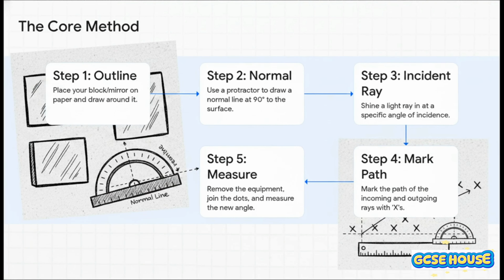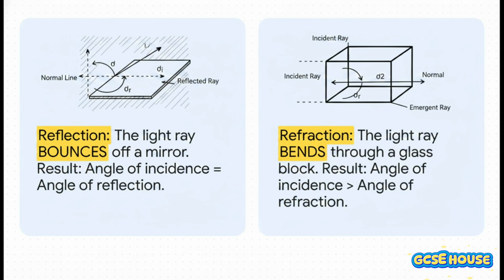The basic method works for both experiments. You pop your block or mirror on some paper and draw around it. Then, draw your normal line that's at 90 degrees to the surface. Shine a ray of light in, and mark the incoming and outgoing paths with a couple of X's. Then, you just take the block away, join the dots with a ruler, and measure your new angle.